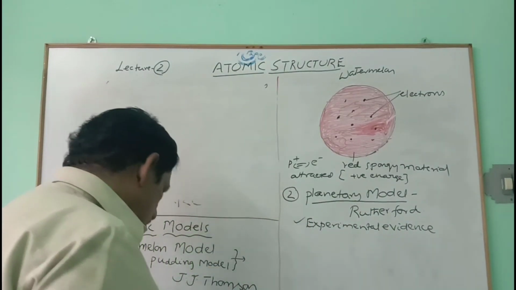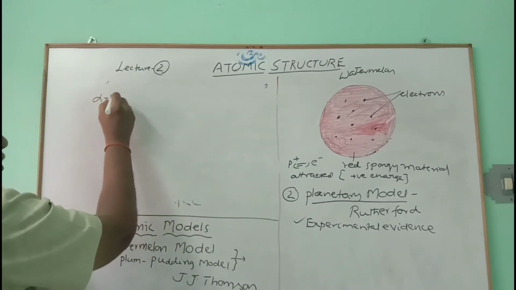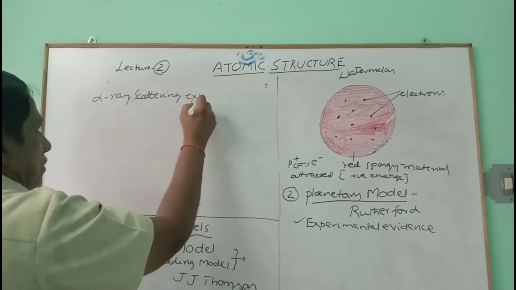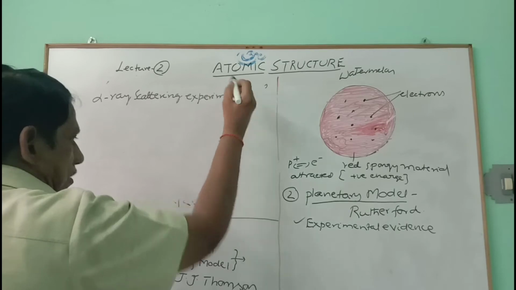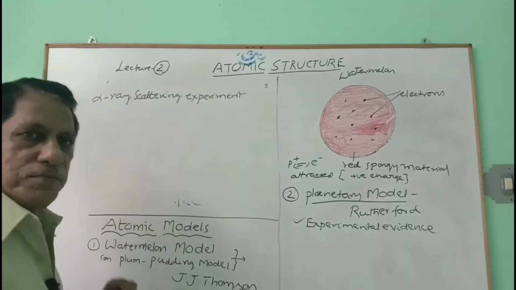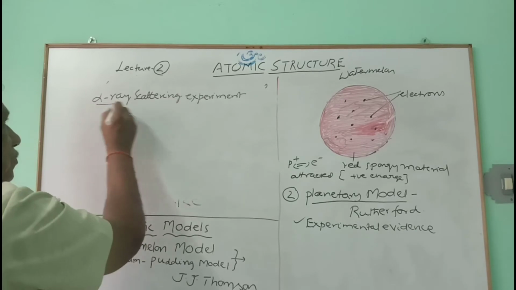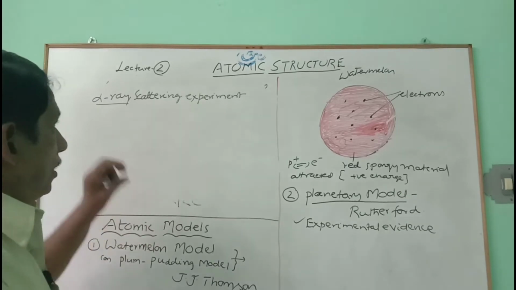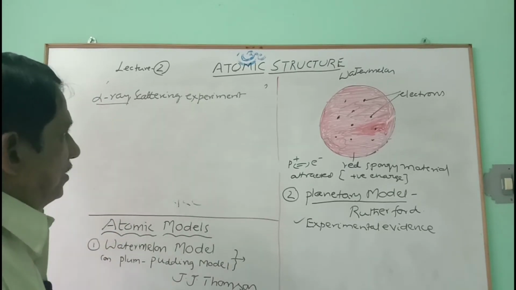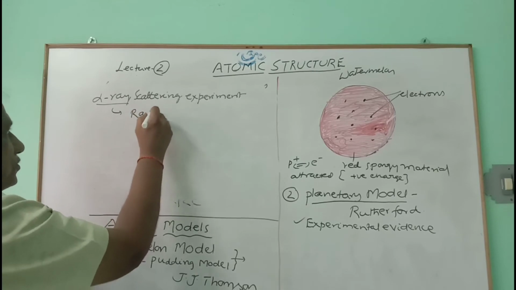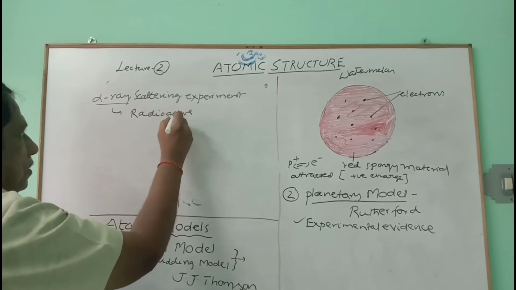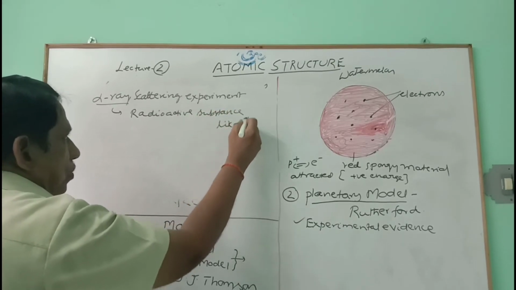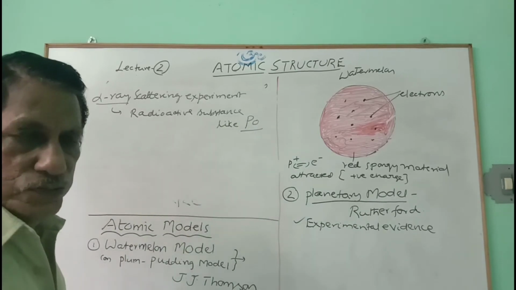And what is this experiment? Alpha ray scattering experiment. What is alpha ray? We already discussed it. It is nothing but helium-4 nucleus. And Rutherford took these alpha rays from a radioactive substance, like polonium. Polonium is radioactive, which emits alpha rays.